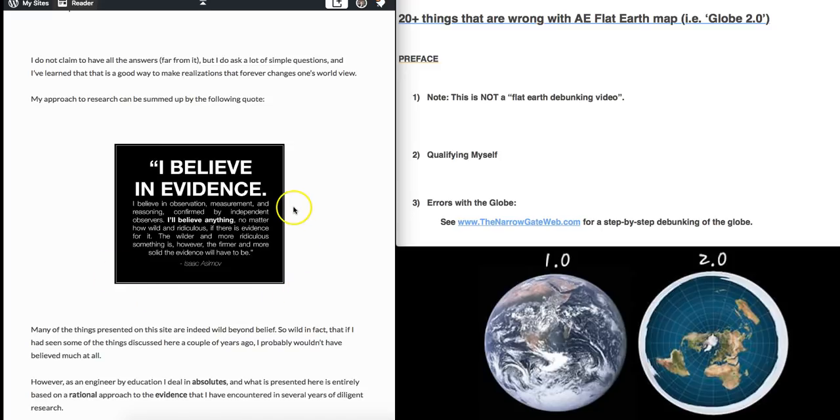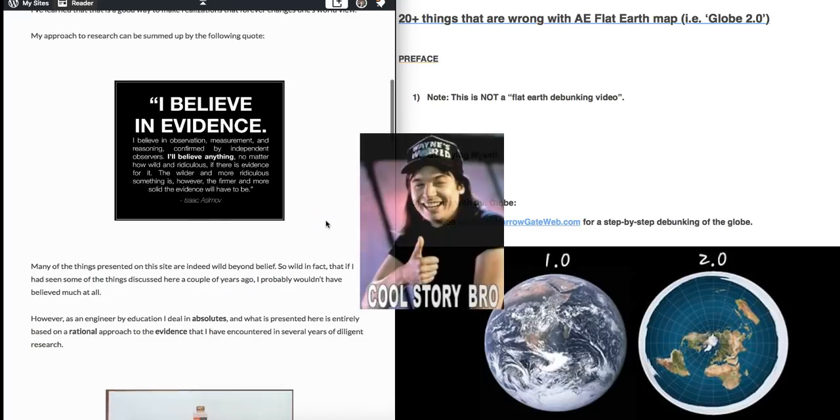So I believe in evidence. I believe in observation, measurement, and reasoning confirmed by independent observers. I'll believe anything, no matter how wild and ridiculous, if there is evidence for it. The wilder and more ridiculous something is, however, the firmer and more solid the evidence will have to be. So I did believe in this model before, but I saw some evidence and moved on from it.